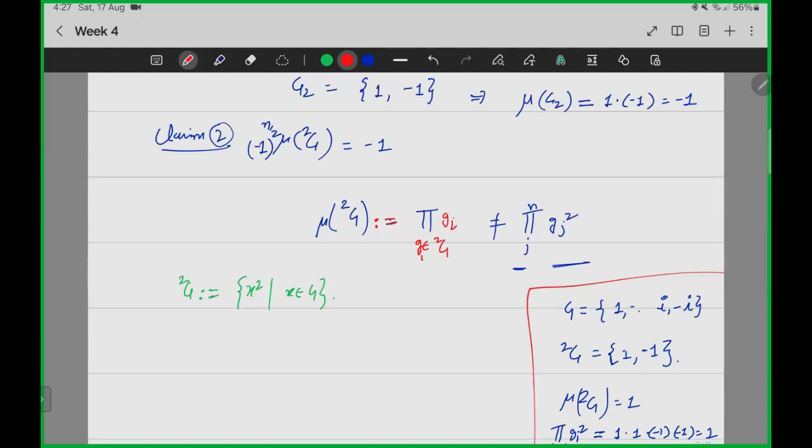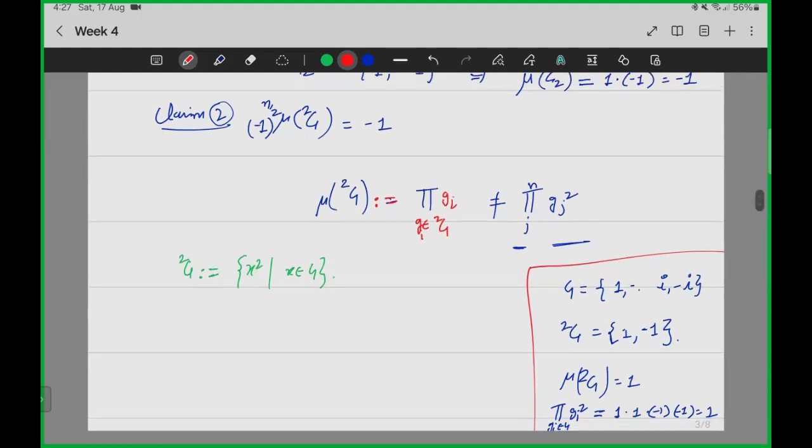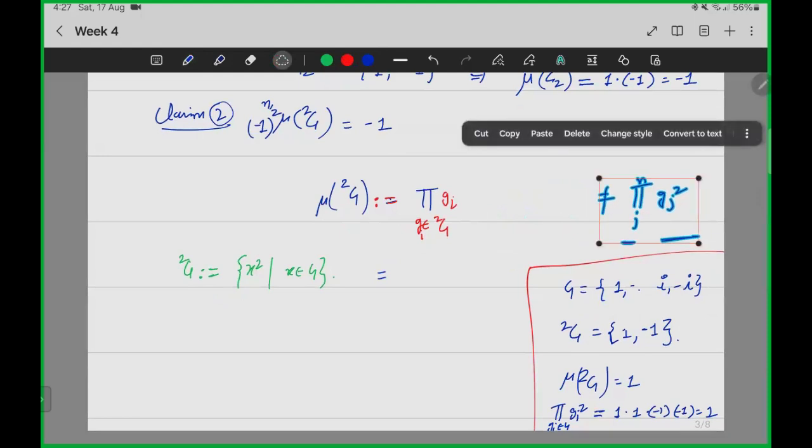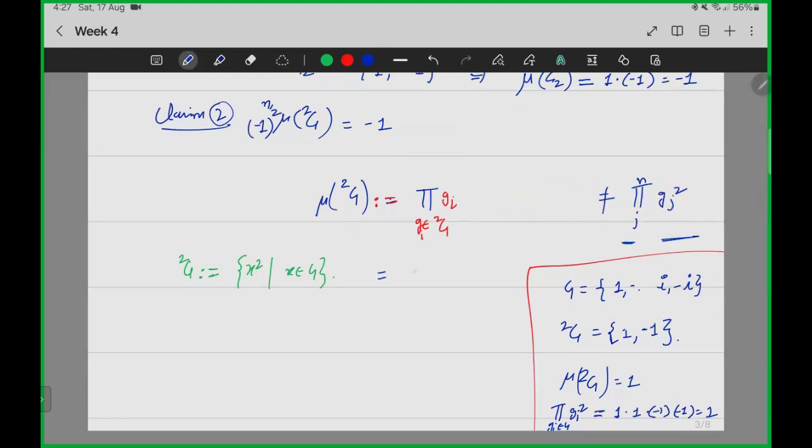Here the same thing can be written: the product of g_i squares belonging to 2G. So no confusion till now. Okay, so from here, what can we see?